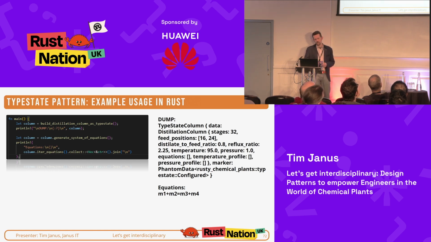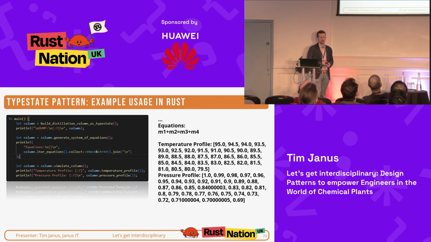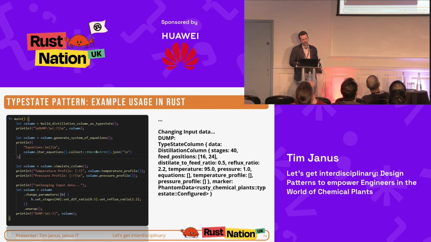And yeah, then we can just continue to use this, and in the IDE, you would really only see the methods you have at the struct. Like all these let columns, they are shadowing each other, and they're changing the types of a variable. So it's always called column, but internally you have another state, and by this another interface. And as soon as we call this change_parameters, we go back to the former state. And when you look at the output at the bottom, you can see the marker which has this type argument with Configured in it.